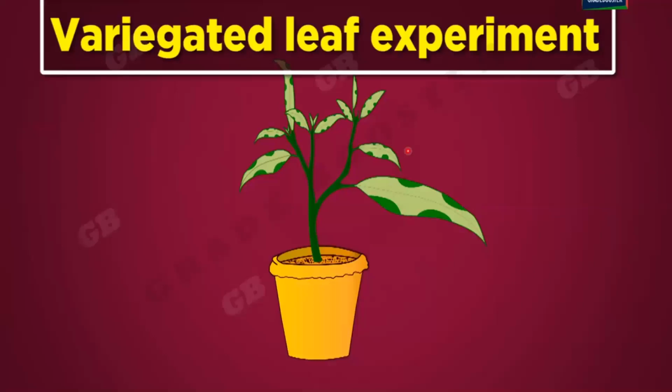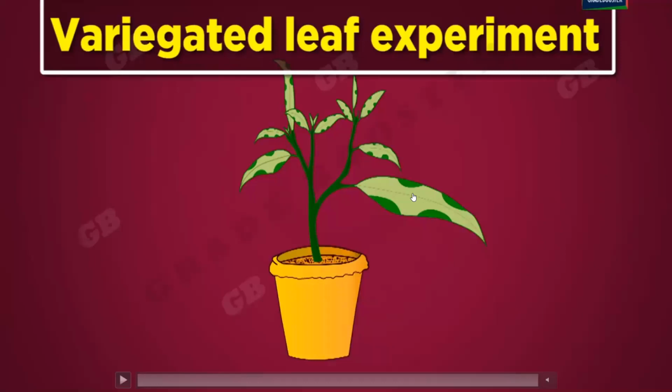So as we have seen, photosynthesis requires raw materials like carbon dioxide and water, and an essential component which is present inside the leaf, that is chlorophyll. So let us prove with the help of an experiment whether photosynthesis can take place without chlorophyll or not. For this, we need to take a variegated leaf. A variegated leaf is a kind of leaf which has some area without chlorophyll.